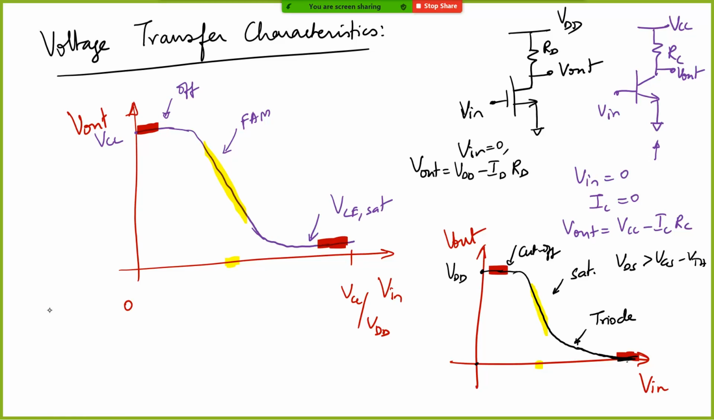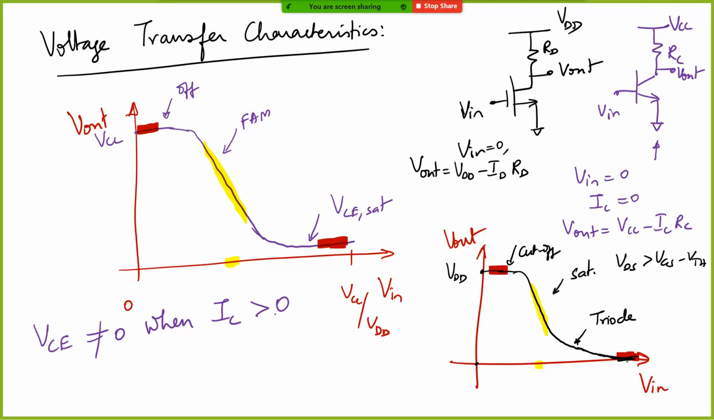Another thing that we see here is that when there is current flow for a BJT, VCE never becomes 0 when IC is greater than 0. Alright. Which means that there will always be some current flow happening.